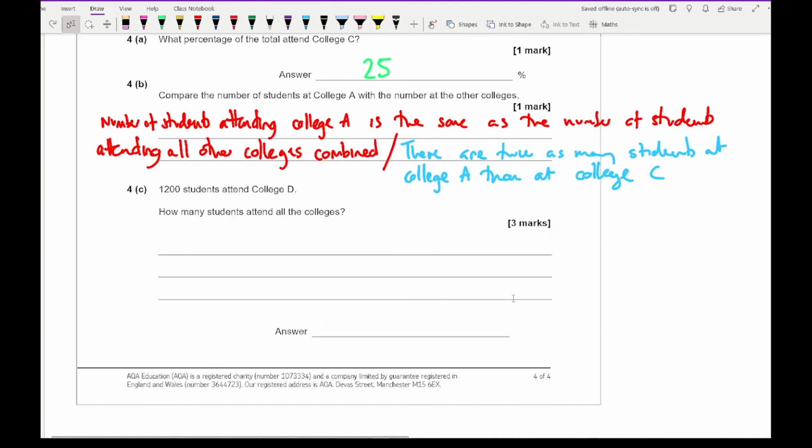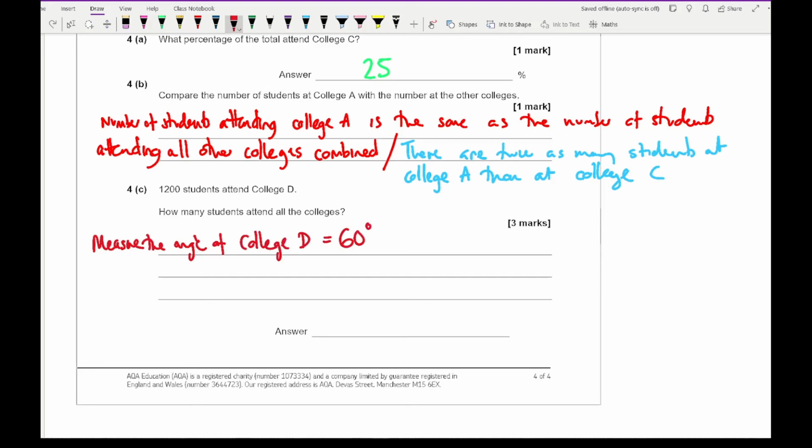Moving on to our last question, it says that 1,200 students attend College D. How many students attend all the colleges? So for this, what we need to do first is measure the angle of College D. And if you do that correctly, you should get an answer of around about 60 degrees.